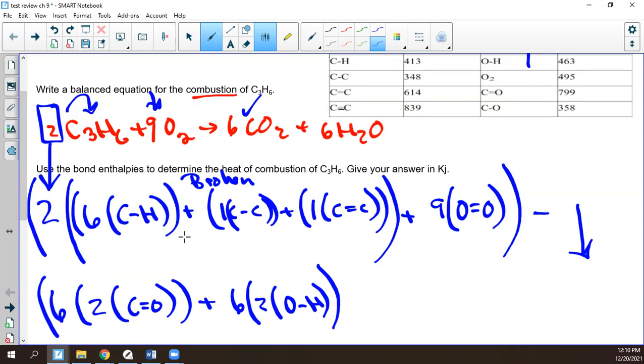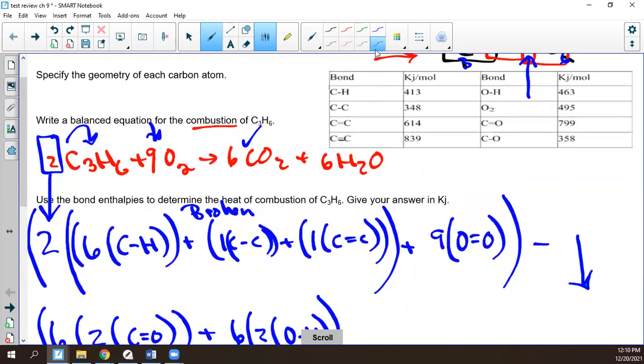All right, then I would just plug in the numbers. And they'll be ugly. I'm just going to write over. So I have 413 for C-H. C to C, I have 348. C double bond to C, I have 614. O2 is 495. C double bond to O, that's your 799. And your O-H would be right here, 463. Then you get the answer.